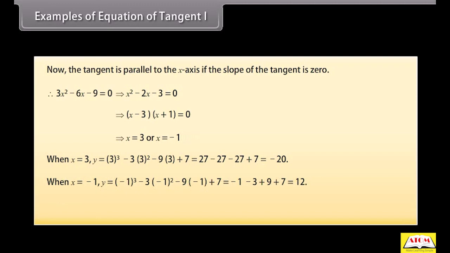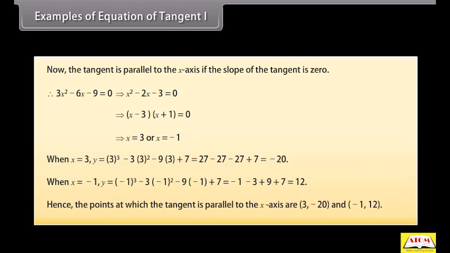When x = minus 1, y = (minus 1)^3 minus 3 into (minus 1)^2 minus 9 into (minus 1) plus 7 = minus 1 minus 3 plus 9 plus 7 = 12. Hence, the points at which the tangent is parallel to the x-axis are (3, minus 20) and (minus 1, 12).